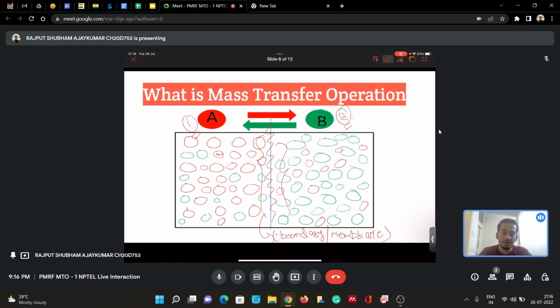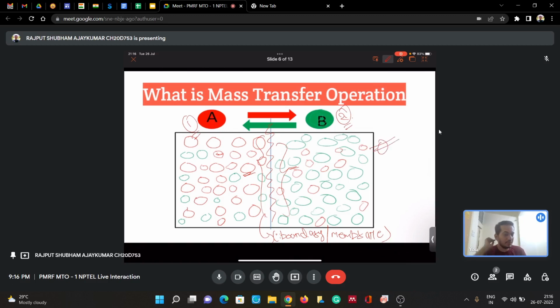If I remove the membrane or this boundary from here, they will try to equilibrate. A and B will mix together, and the transfer of mass usually occurs from the higher concentration to the lower concentration. So if I remove this membrane, both the red and the green will combine with each other, and this equilibration will happen until the concentration becomes equal. That is, higher to lower equilibrates each other. That is, the concentration of A and B becomes equal in the entire box.